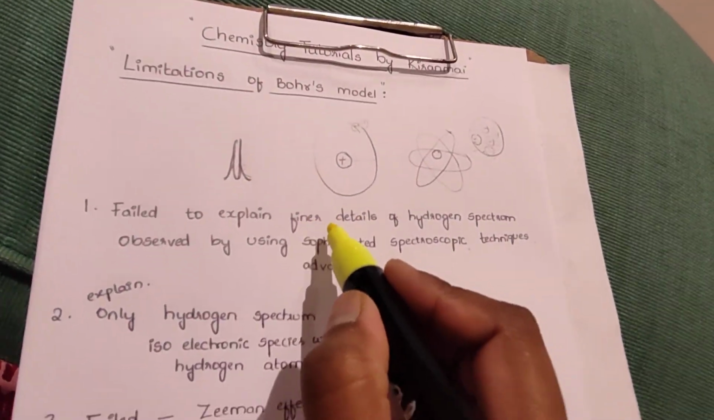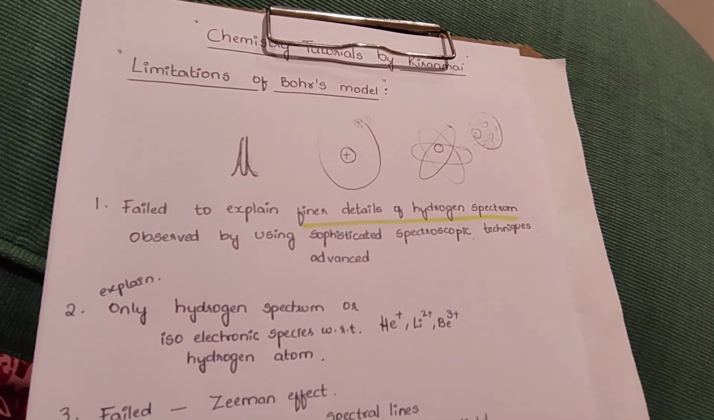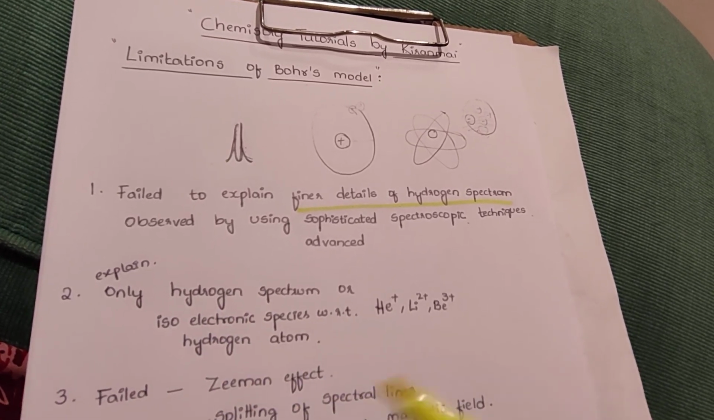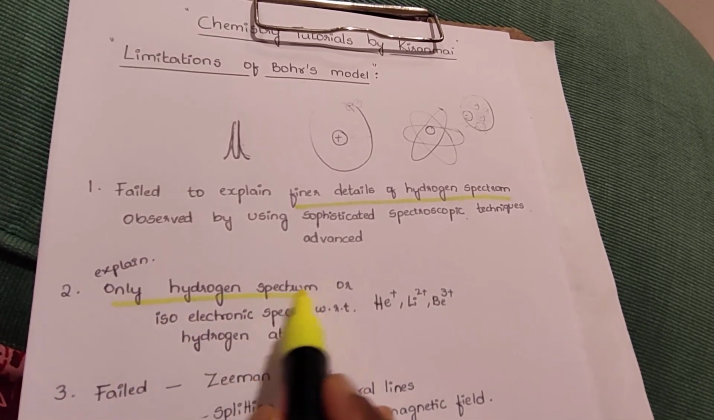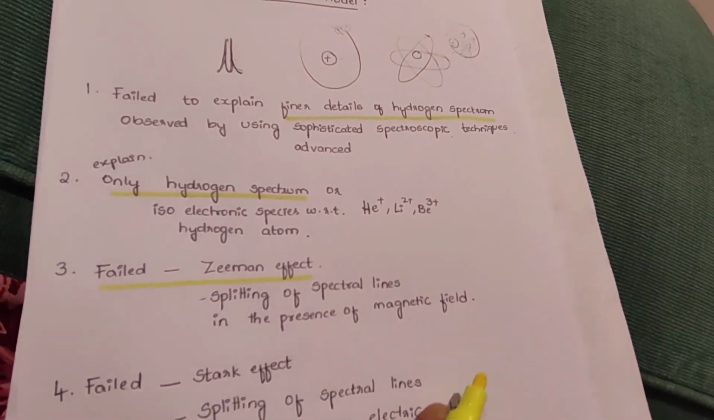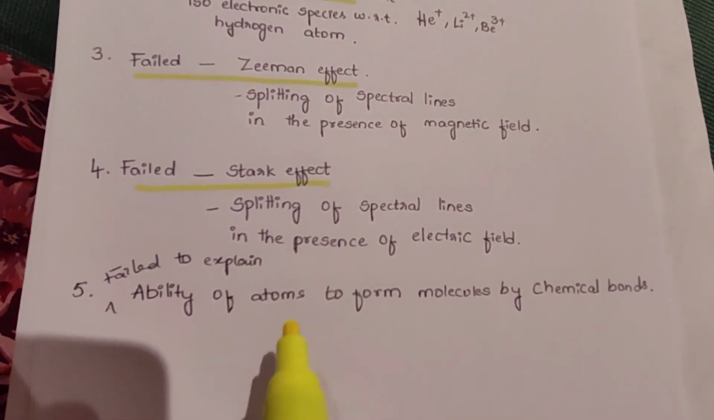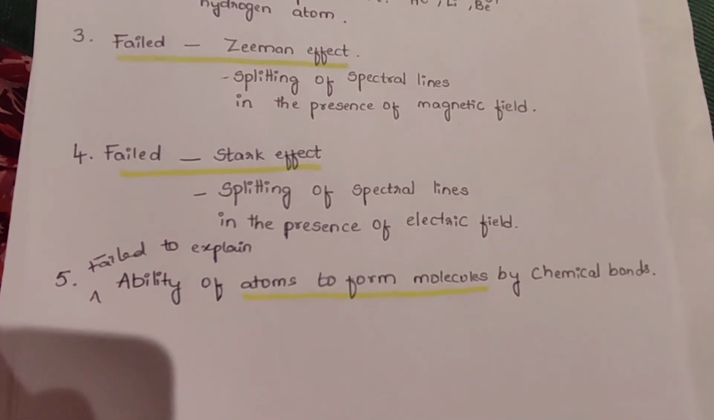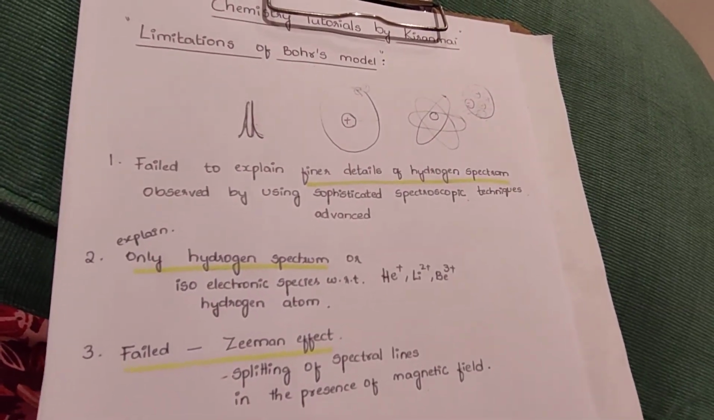So first one, it cannot explain finer details of hydrogen spectrum. It can only explain the hydrogen spectrum, but it cannot explain other than hydrogen atom like helium, lithium, beryllium. So it only explains hydrogen spectrum. And it failed to explain Zeeman effect. It failed to explain Stark effect. It also failed to explain how molecules are formed from atoms by chemical bonds. So these are the limitations of Bohr's model.